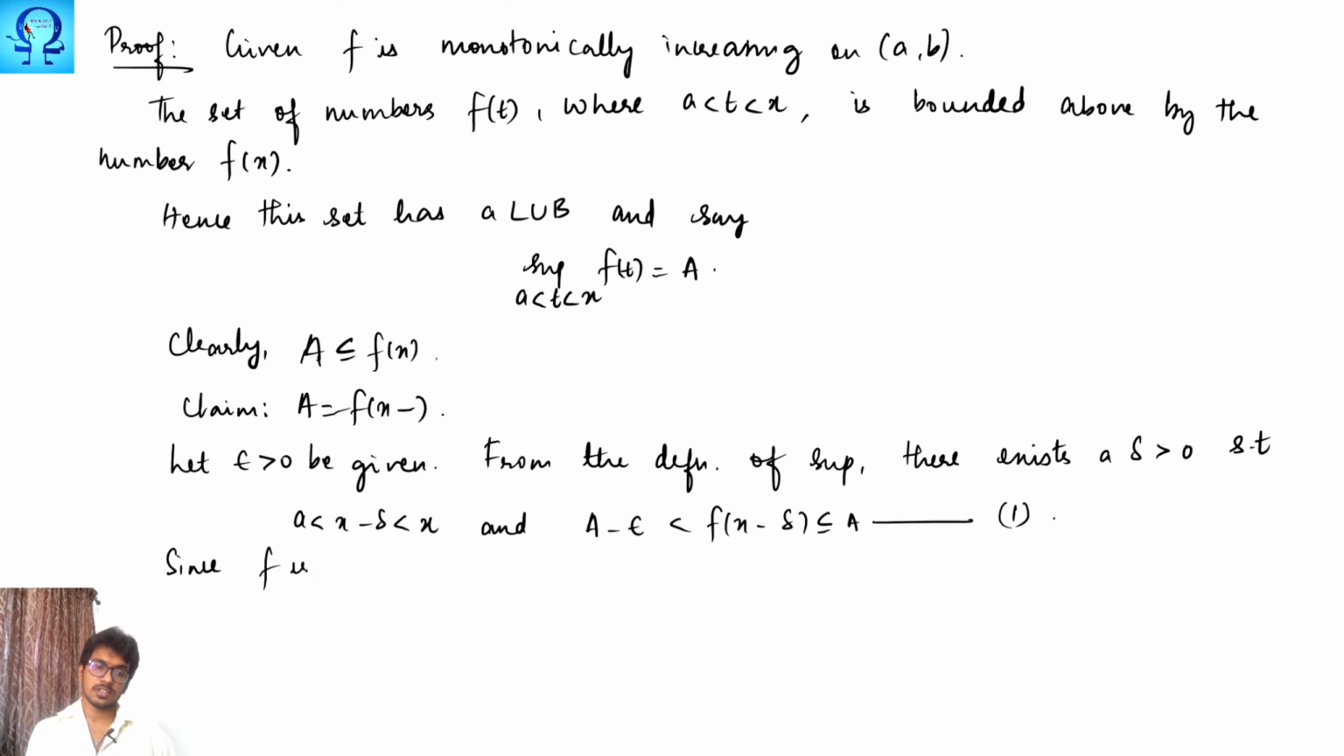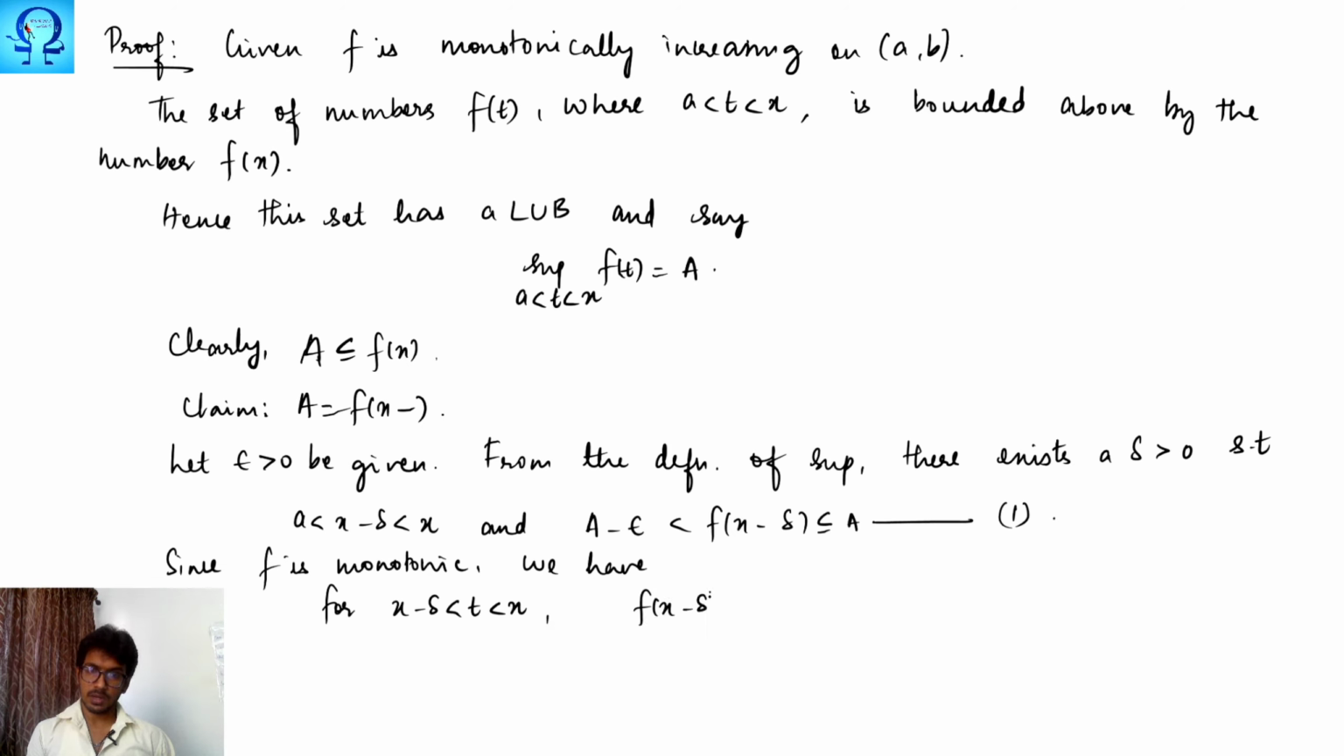Now since f is monotonic, for x minus delta less than t less than x, we are going to have f of x minus delta less than or equals f of t, and this is going to be this. Actually we have written something wrong. This is a supremum value, so A is the larger quantity.